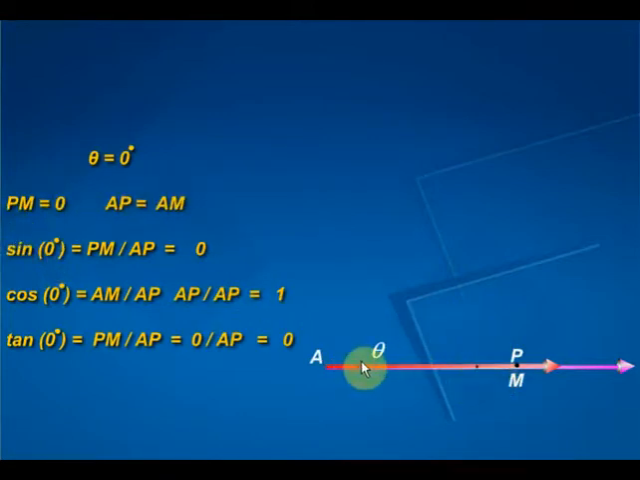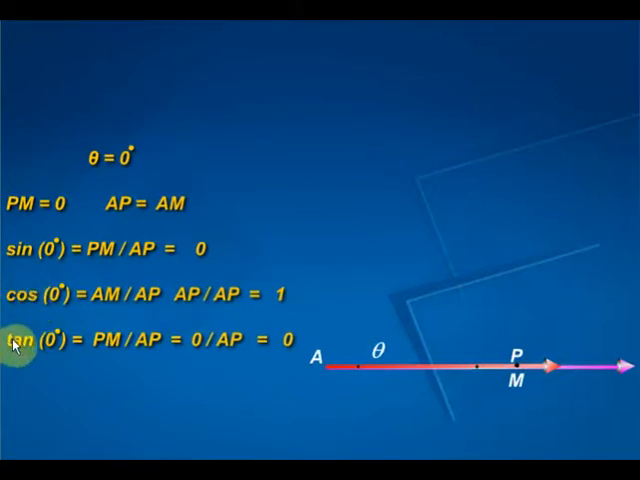So sine of 0 degree, we know that this is equal to height upon hypotenuse. Height is PM divided by hypotenuse, which is AP. Also PM is equal to 0, therefore sine of 0 degree would be equal to 0. Let's look at cos of 0 degree. We know that cos of theta is equal to base upon hypotenuse. Your base is AM and the hypotenuse is AP. We also know that AP is equal to AM. Therefore AM could be written as AP, and therefore the ratio of AP by AP is equal to 1, and thus cos of 0 degree would be equal to 1.